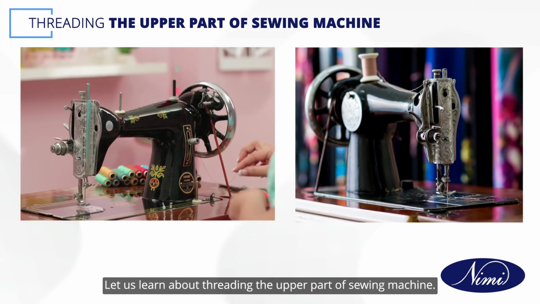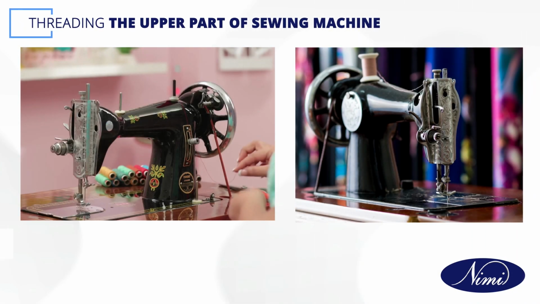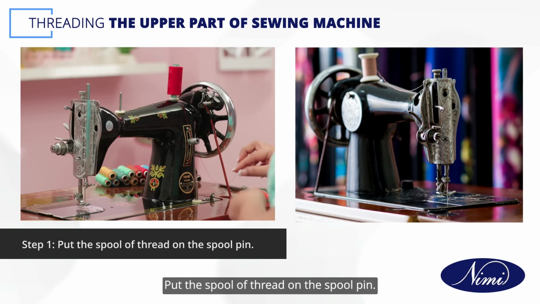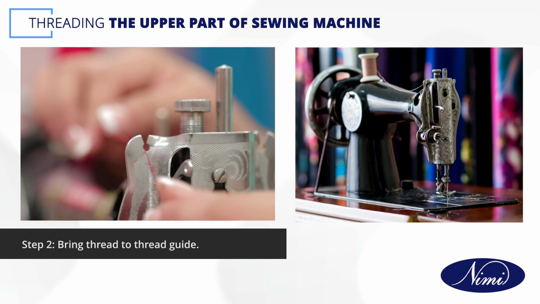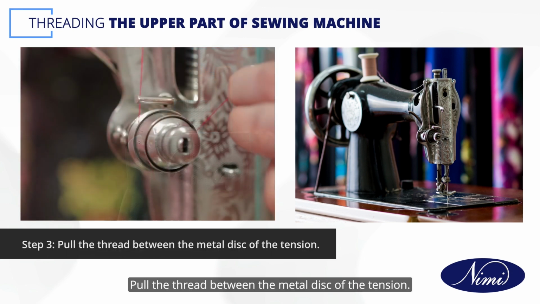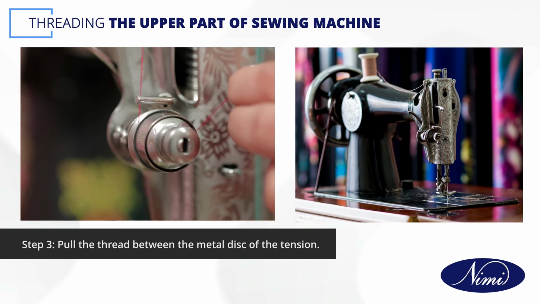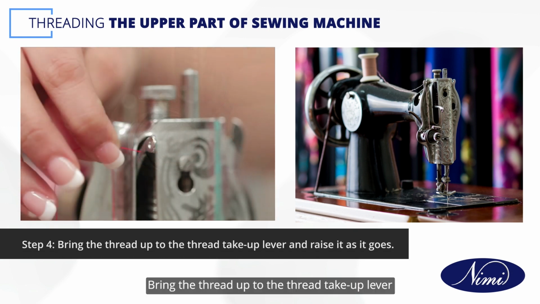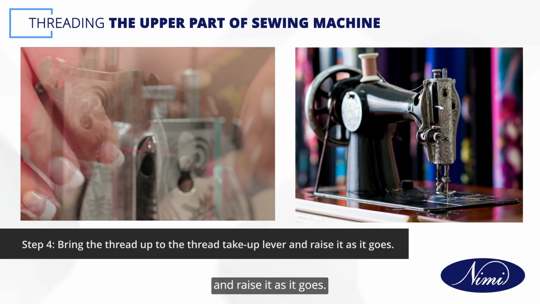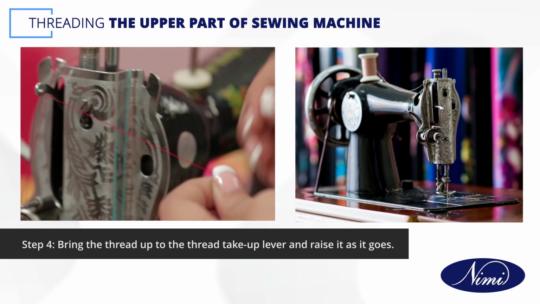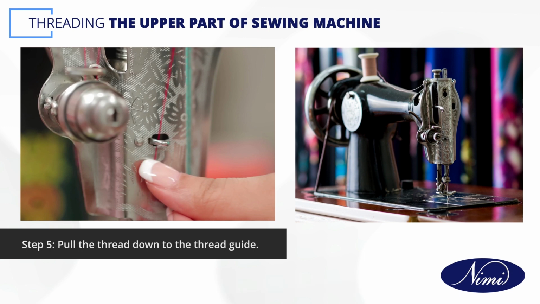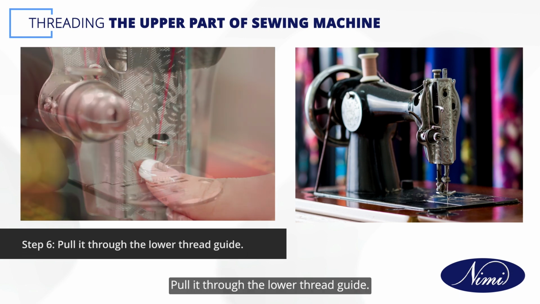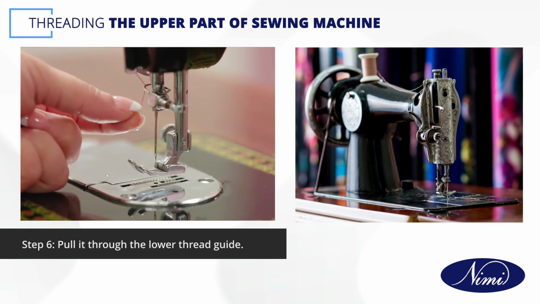Let us learn about threading the upper part of sewing machine. Put the spool of thread on the spool pin. Bring thread to thread guide. Pull the thread between the metal disc of the tension. Bring the thread up to the thread take-up lever and raise it as it goes. Pull the thread down to the thread guide. Pull it through the lower thread guide. Thread the needle.